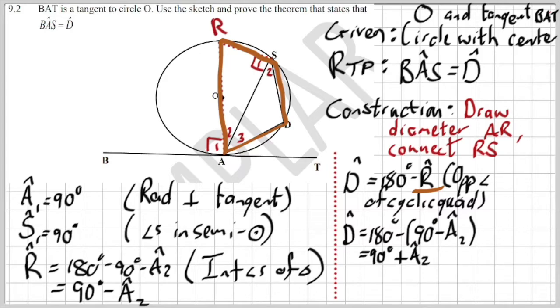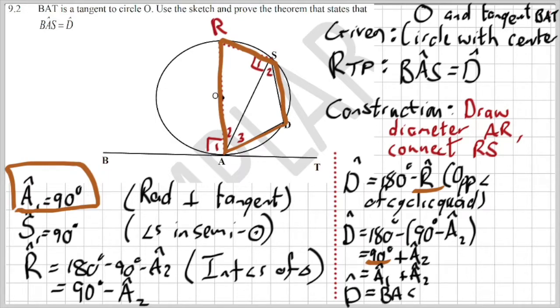Now I'm going to do a bit of a sneaky. What do I know about angle A1? Angle A1 is 90, so in the place of the 90, I'm going to put A1. So angle D is A1 plus A2, which tells me that angle D is equal to angle BAS. And there I've proven the tan chord theorem. I love the theory, because now you can use the tan chord theorem without a question.